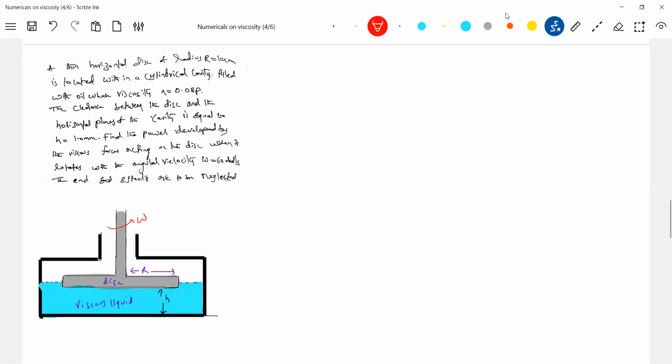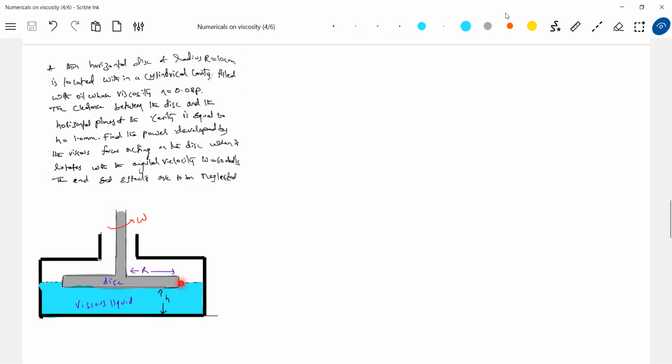Where the disk is in contact, the lower part of the disk is in contact. This is the lower surface, this is the upper surface. This is the viscous liquid till here. Neglect the edge effects. The end effects are to be neglected. What do you mean by the end effects?